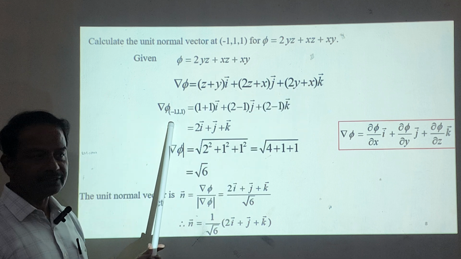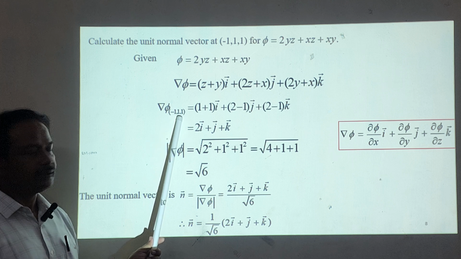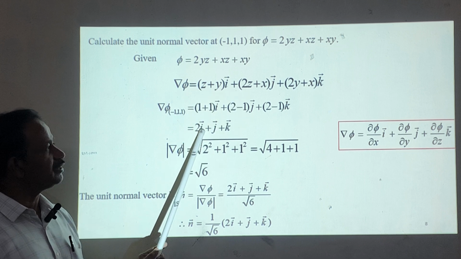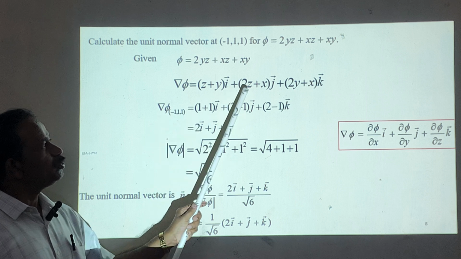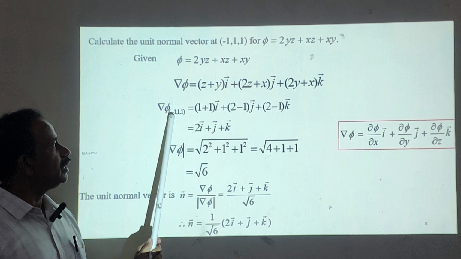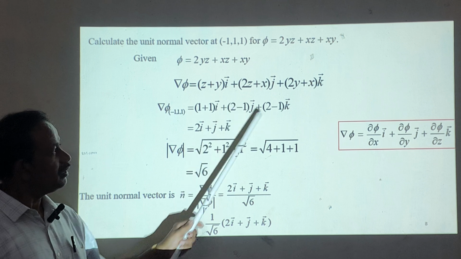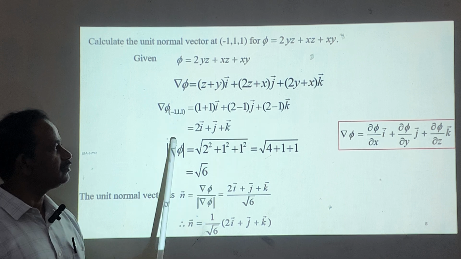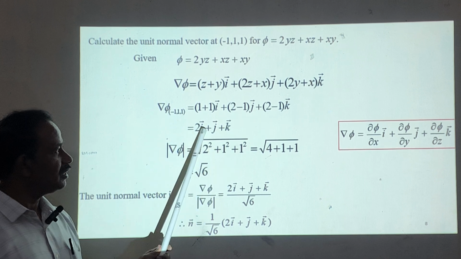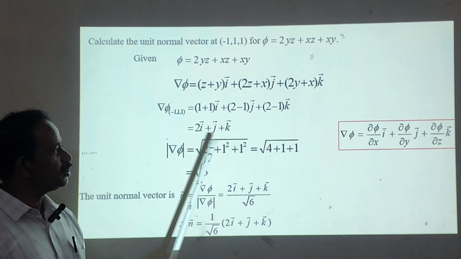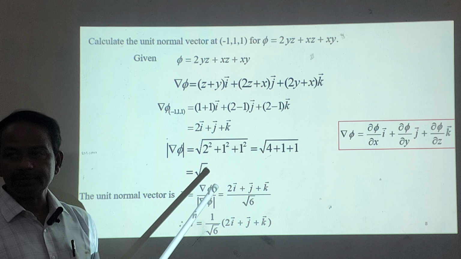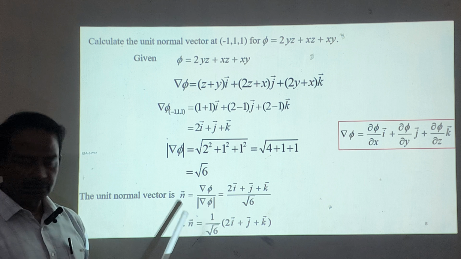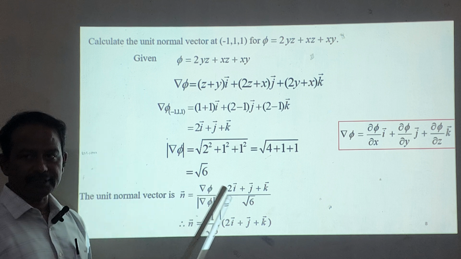Now you will have to substitute for x, minus 1, for y, 1, and for z, 1. So we have x plus y, 1 plus 1, which is 2. And 2z is 2 multiplied by 1, which gives you 2, and x is minus 1. So 2 minus 1 gives 1. And here 2y plus x, you substitute 1 here, so 2 minus 1 will give you again 1. So 2i plus j plus k. So this is your del f. Mod del f will be the root of 2 square plus 1 square plus 1 square. That will give you root 6. And del f divided by mod del phi will give you this. Okay, any doubt? So this is your unit normal vector.